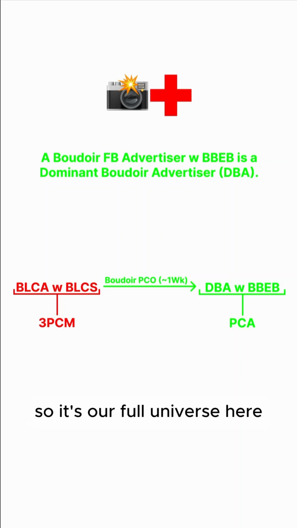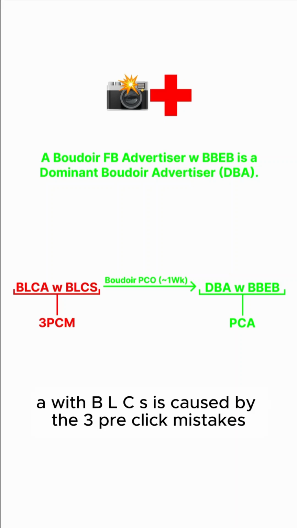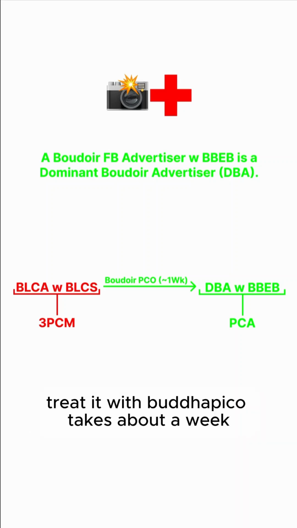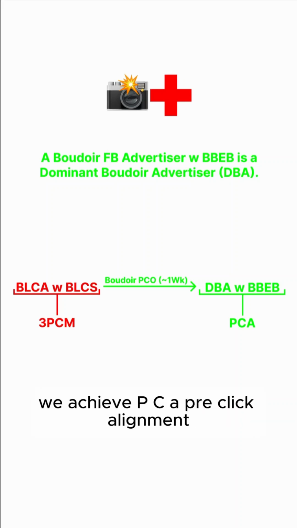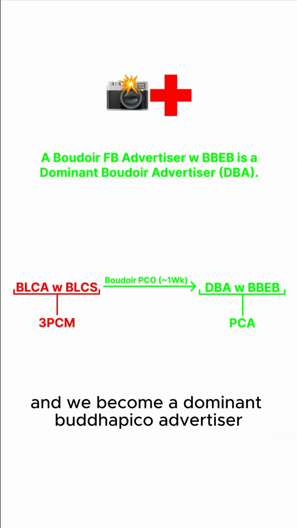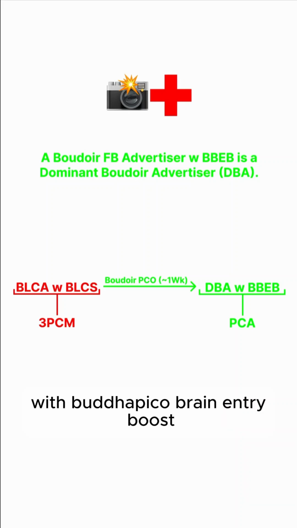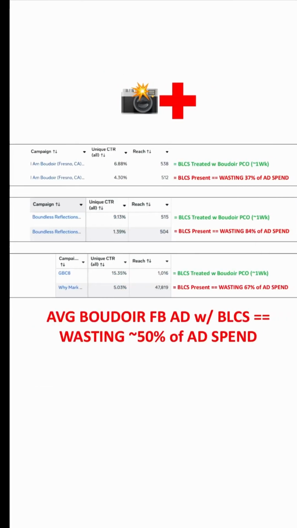So this is our full universe here. A BLCA with BLCS is caused by the 3 pre-click mistakes. Treated with boudoir pico takes about a week. We achieve PCA, pre-click alignment, and we become a dominant boudoir advertiser with boudoir brain entry boost.